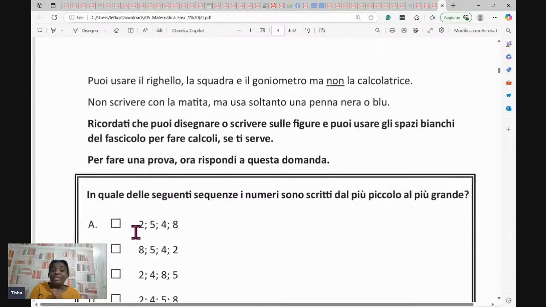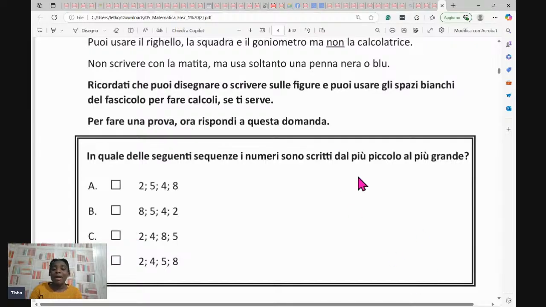Okay. Now in these exams, you are allowed to use a ruler, a set square, or a protractor, but you are not allowed to use a calculator. Also, you cannot write with a pencil. You can write only with a blue pen or a black pen. Not with a pencil, not with a red pen, not with a green pen. Okay.